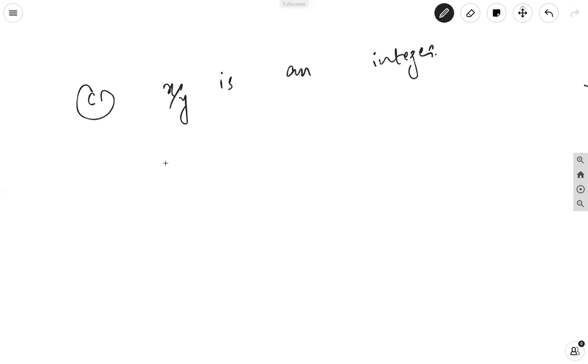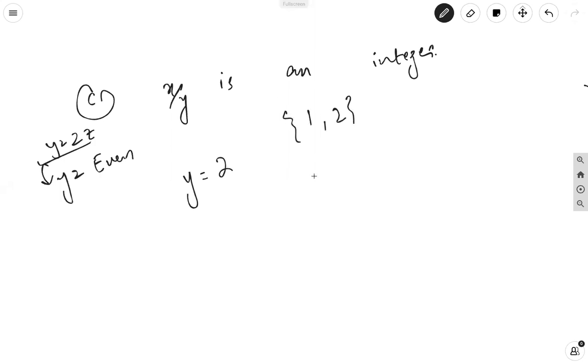At first, we discussed that y is even, right? Because y is equal to 2z, we assume that y is even. And let's suppose y is 2, and if I consider two values, let's suppose 1 and 2, then x will be equal to 1 plus 2, that is 3. So 3 over 2 is never an integer.